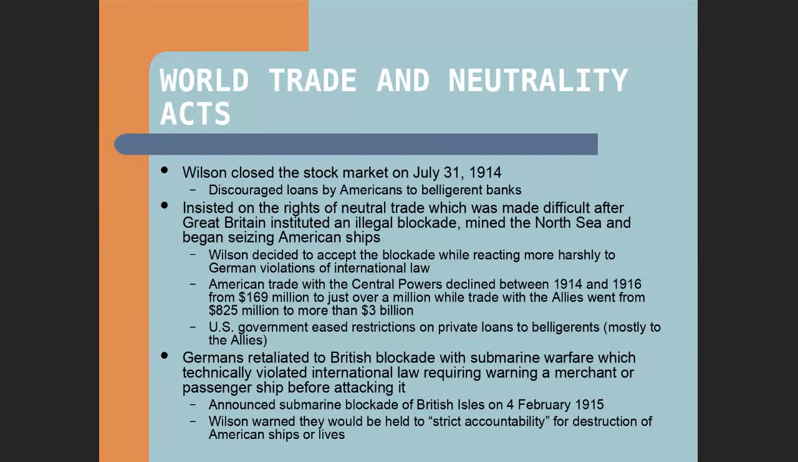Right. All right. As you can see, our trade with the Central Powers is declining, going from 169 million at the start to just about a million, and then the Allies is growing from 825 million to 3 billion. Right. And the government itself is starting to open up those loans again. The way this works and the way this benefits us, it basically makes us the world economic power because of the way we play things.